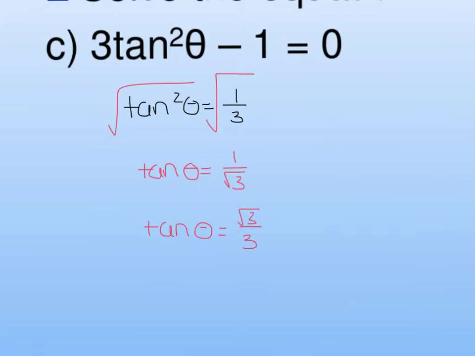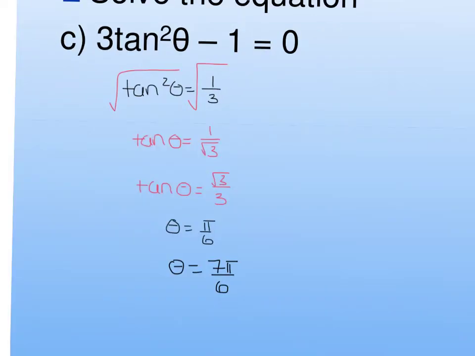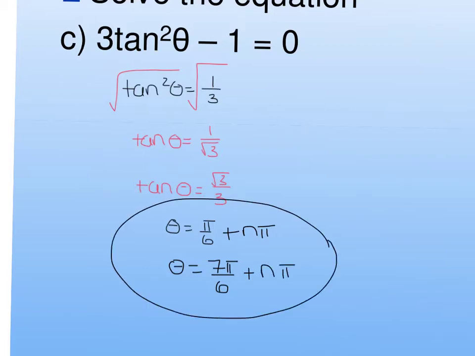Now, where does tangent equal root 3 over 3? Alright, so our solution is pi over 6 and 7 pi over 6. But remember, tangent cycles in intervals of pi. So when we're including all possible solutions, we have to write plus n pi.